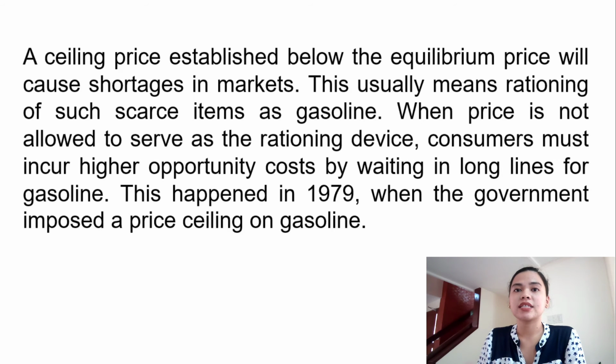A ceiling price established below the equilibrium price will cause shortages in markets. This usually means rationing of such scarce items as gasoline. When price is not allowed to serve as the rationing device, consumers must incur higher opportunity costs by waiting in long lines for gasoline. This happened in 1979 when the government imposed a price ceiling on gasoline.